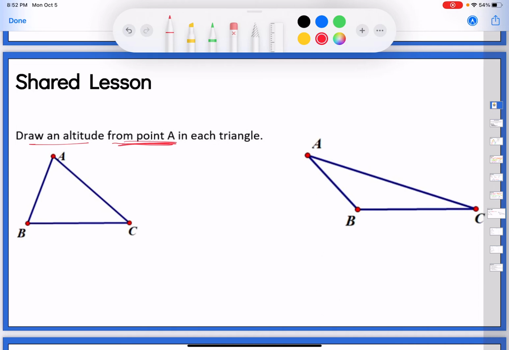All right, the first one here, if I'm drawing from A, it has to be perpendicular to BC. So it's going to go something like this, right? Now note it's not leaning over here. There's no way these are right angles. So make sure that your segment actually looks like it's straight up and down with that opposite side.